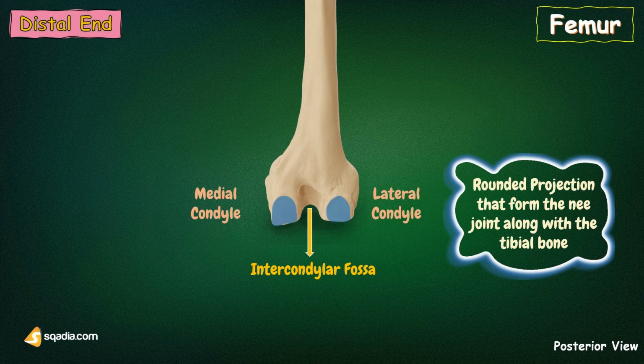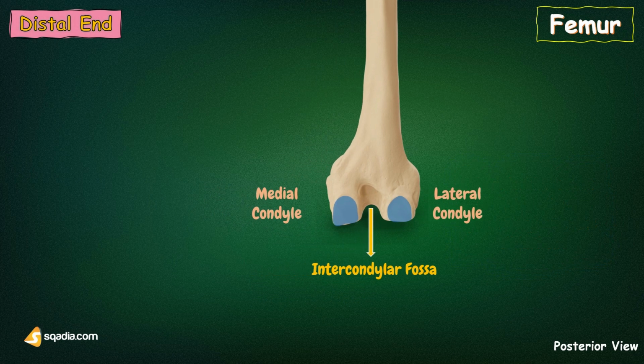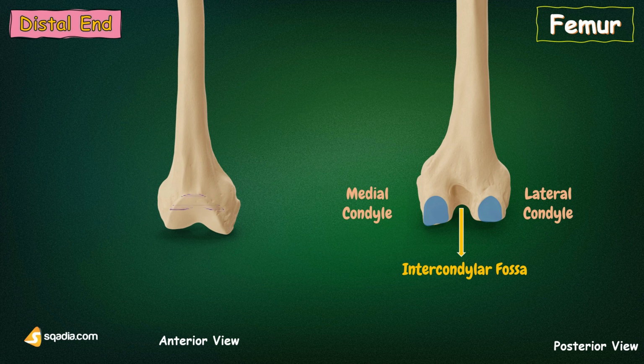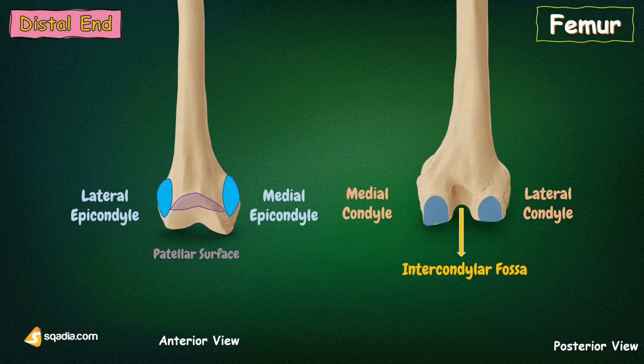Between the 2 condyles, a deep notch can be seen. It is known as the intercondylar fossa. At the anterior aspect, as highlighted here, you can see the patellar surface. It is the groove where the bone adjoins the patella or kneecap and forms the knee joint at the distal part.